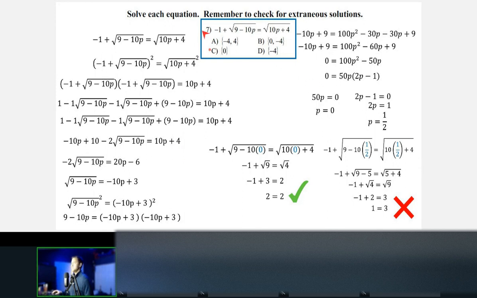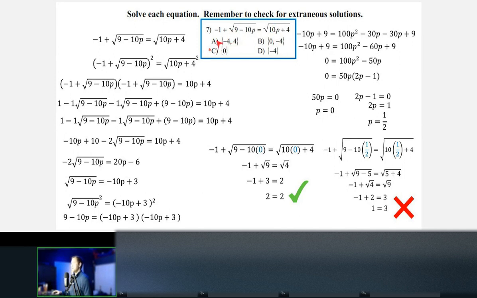All right, so this one, solve each equation. Remember to check for extraneous solutions. So here is the question. If I was a student and I saw this, I'm like, would I really want to do all this work to try to solve this? Probably not. Given multiple choice, I personally probably would either use Desmos to type this in to see where it crosses the x-axis, or I would have just guessed and checked.